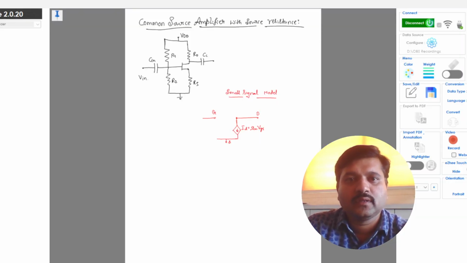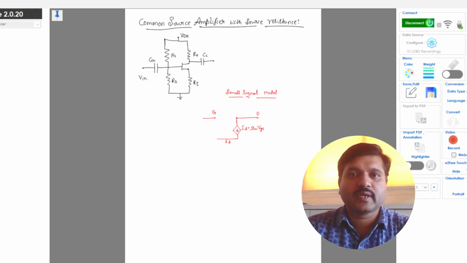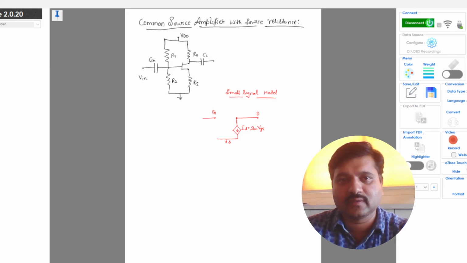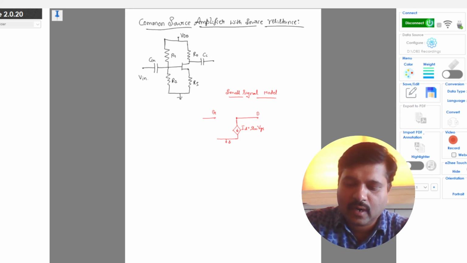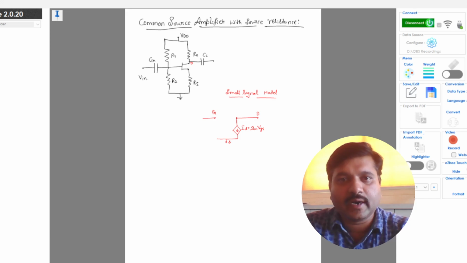Hello everyone. In today's lecture, we will discuss the common source amplifier with source resistance. That means this is the common source amplifier again because the source is common for both input and output, and the output is taken at the drain terminal.